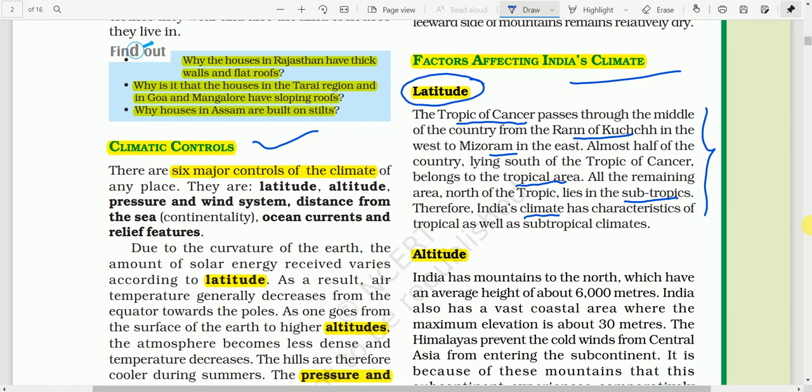See, India's climate has characteristics of tropical as well as subtropical climate, because the Tropic of Cancer passes through the middle of India. Okay, are you clear, boys and girls? Any question? No, sir. Okay, and the next important factor is altitude.